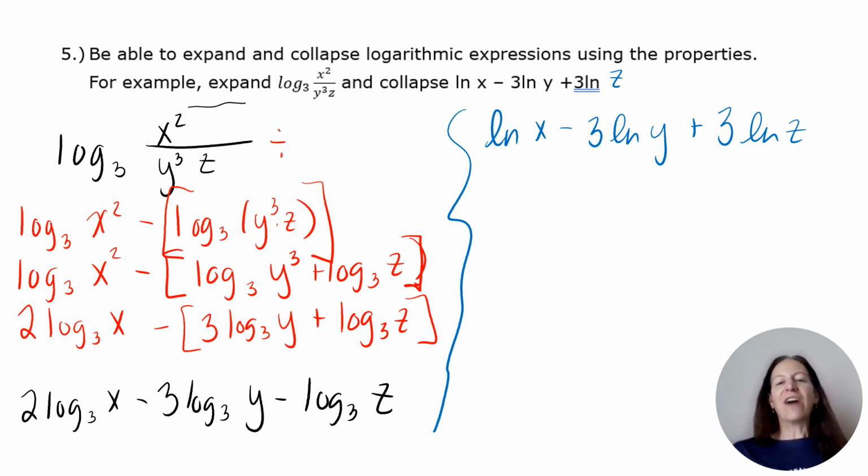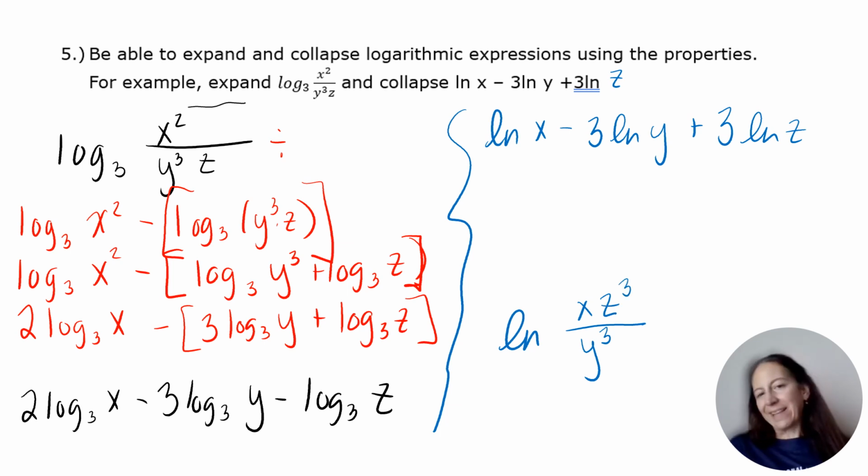All right, now again, this is doable in one step. I have a positive x, so that's going to be in the numerator. I have the negative for the 3 ln y, so the y will be in the denominator and the 3 will be in the exponent. And then this is being added, which means it's going to end up in the numerator, and the 3 will end up being the exponent on the z. And that's how I would do that, just in one step.